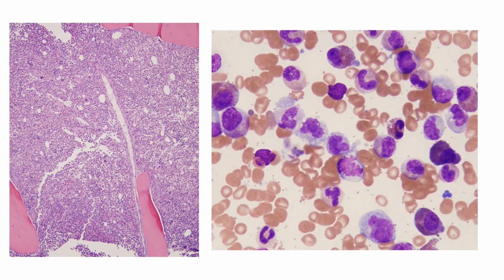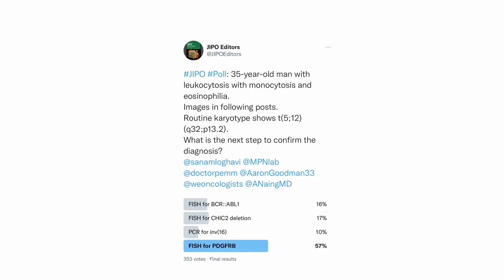The routine karyotype performed on this bone marrow biopsy had shown a translocation 5;12, and we asked you what the next steps for confirming the diagnosis were. And as the majority of you have answered correctly, the next step for the confirmation of this diagnosis is to perform fluorescence in situ hybridization, or FISH, to detect a rearrangement involving PDGFR beta. And the reason for that is that PDGFR beta localizes to the long arm of chromosome 5, the 5q32 region.